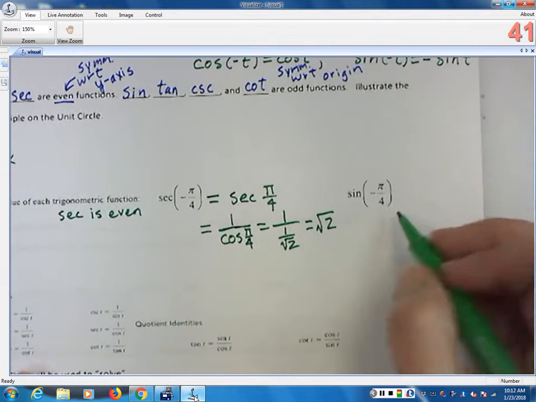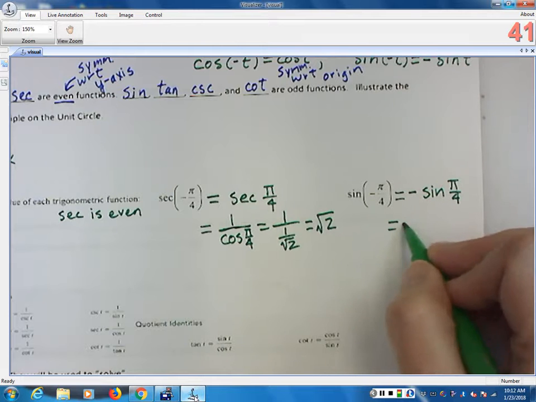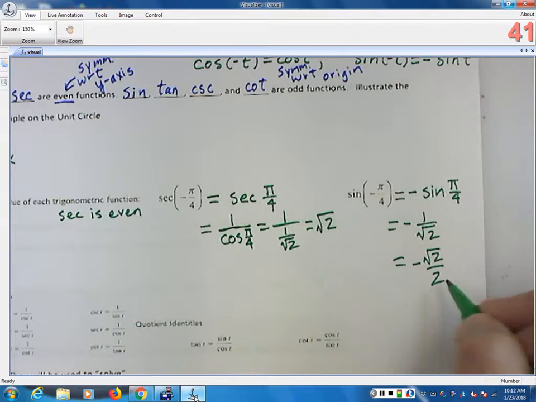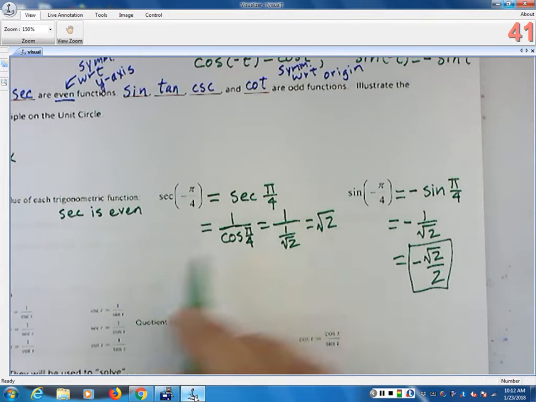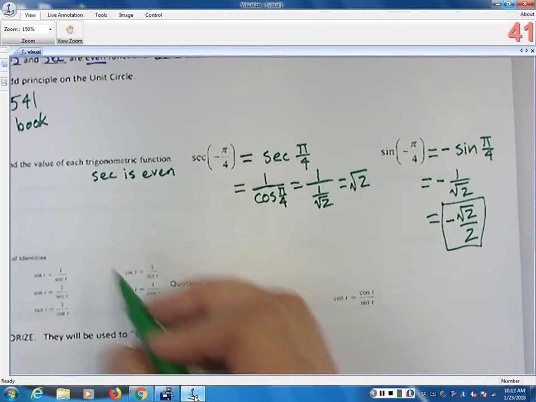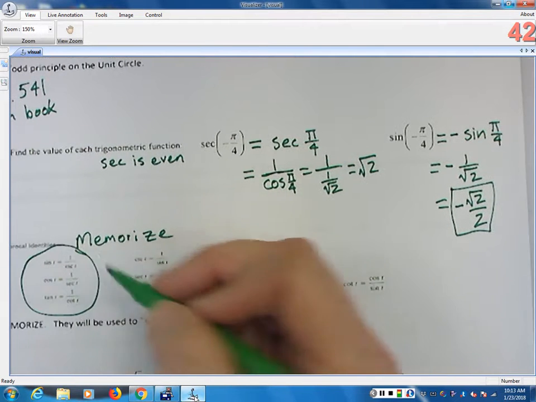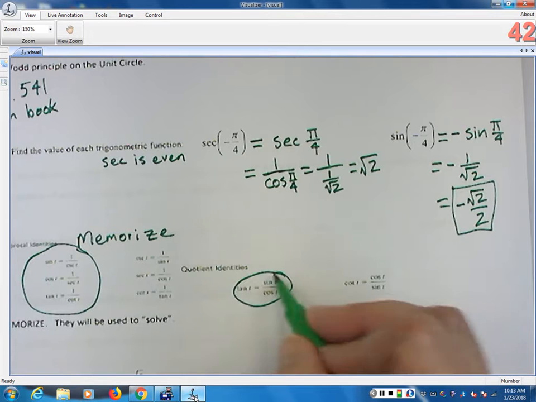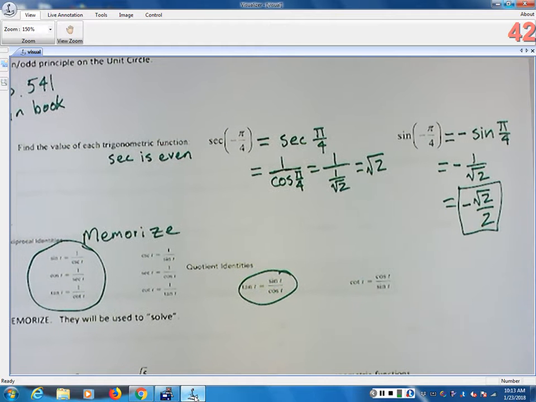Okay, sine is odd, so this is going to equal minus sine of pi over 4. And that's minus 1 over square root of 2. Or if we rationalize the denominator, minus square root of 2 over 2. You want it rationalized for sine, but you want to use it in this form when you're trying to find secant, because it's just easier to flip it. And you need to memorize these. If you know these, the others are just these flipped. And if you know this one, and you know that cotangent is 1 over tangent, you know that one. So memorize those.